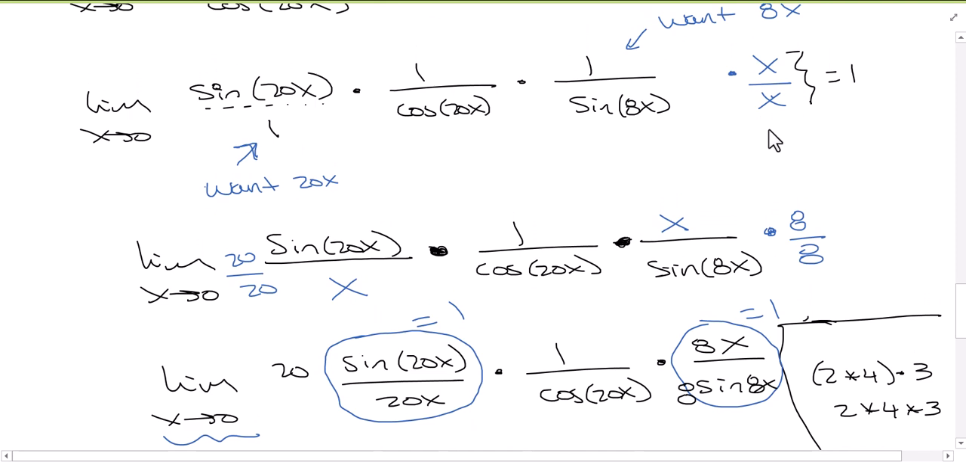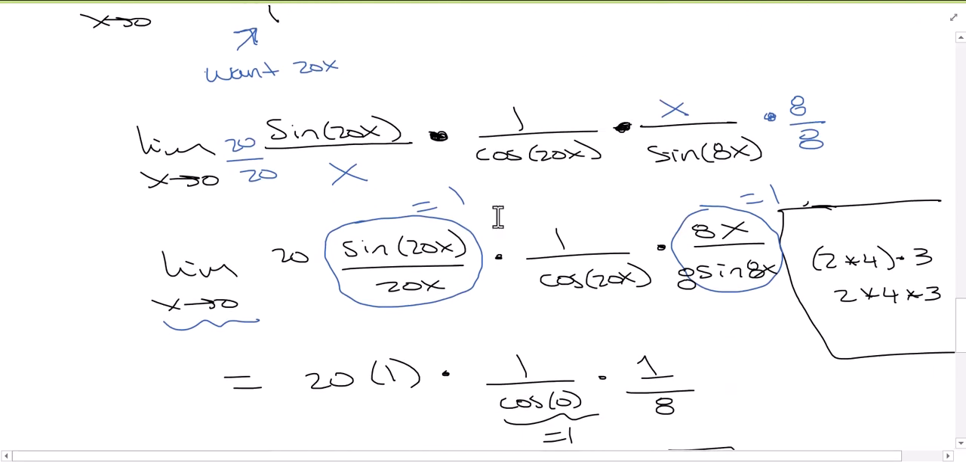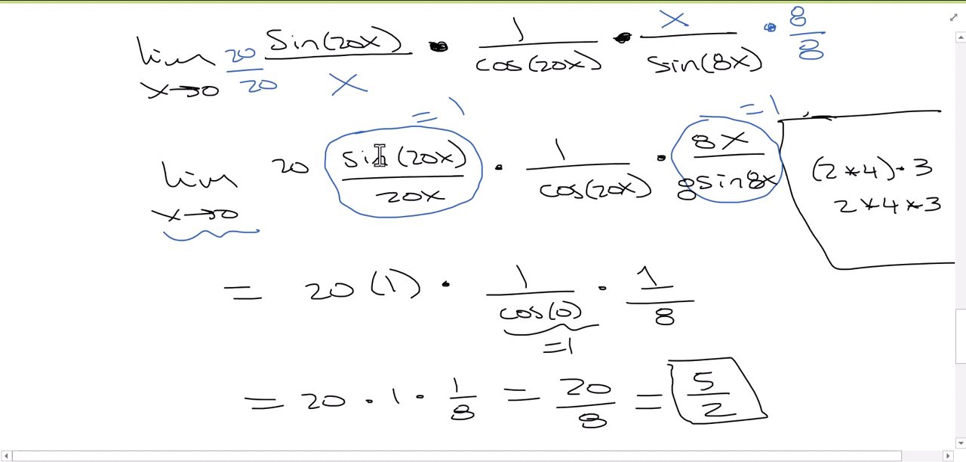Multiply by x over x, because that equals 1. Rearrange your x's where you need them. And then multiply by 20 over 20, that's equal to 1. Multiply by 8 over 8, that's equal to 1. So we're not changing the value of the original quantity. And then as we multiply those, we end up getting our limits, right? The limit as x goes to 0 of sine 20x over 20x. Now the argument is matching the denominator, so that limit is 1.